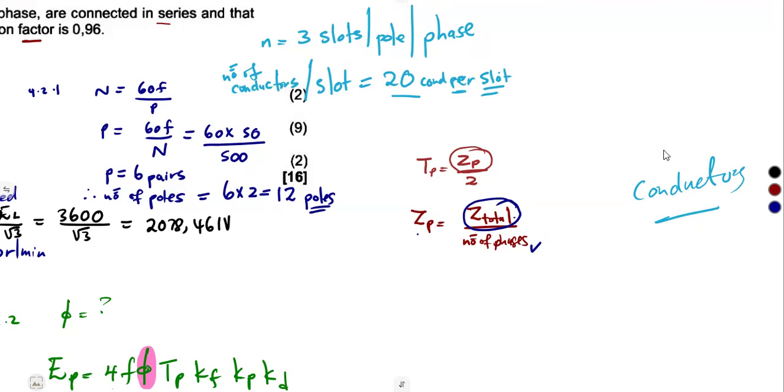Per means what? 20 conductors per slot. What we need is the total conductors. So we must get rid of this per slot. That is why they gave us this one this time. We need to get rid of per slot that we are given, meaning we are going to need the number of slots. That is the condition to have Z total.